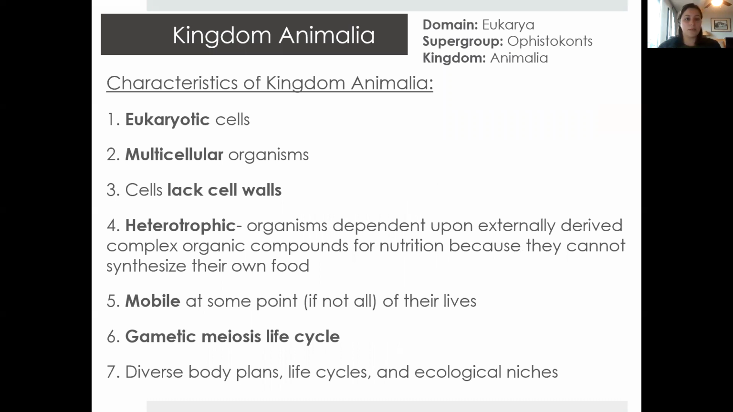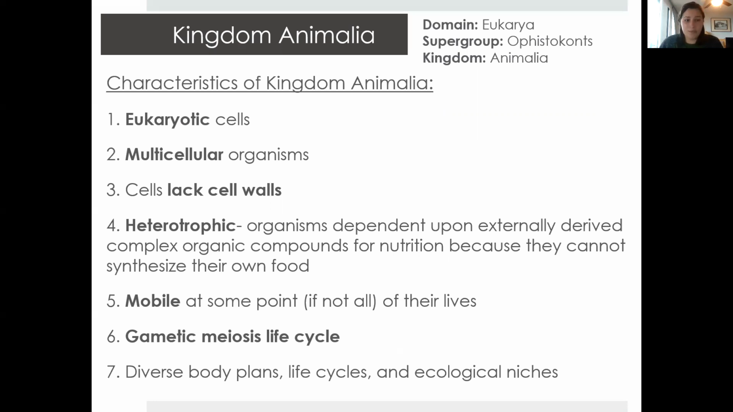So a little bit about kingdom Animalia. These are going to be eukaryotic, made up of eukaryotic cells, multicellular organisms. So they're going to lack cell walls. So we're going to have flexible animal cells. They're all going to be heterotrophic, which just means that they cannot self-produce their own food like plants through photosynthesis. So they need an outside source.